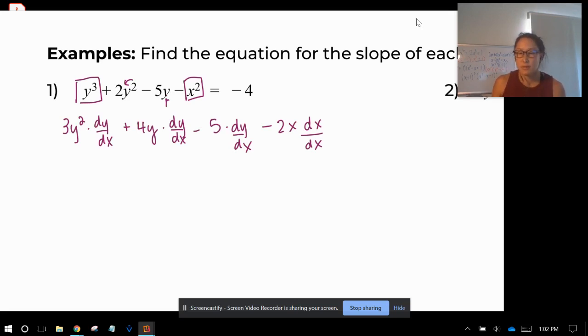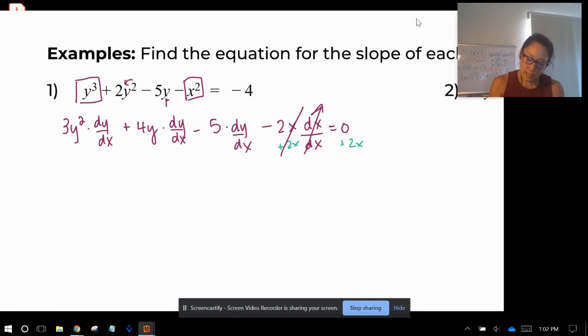So dx/dx, what is dx/dx? That's 1. That's why we don't write that when we take the derivative of the variable where the equation is written in terms of that variable. Okay, so the next step it said was to gather all of the dy/dx's on one side. So I am going to add this to x, and that's going to go away.